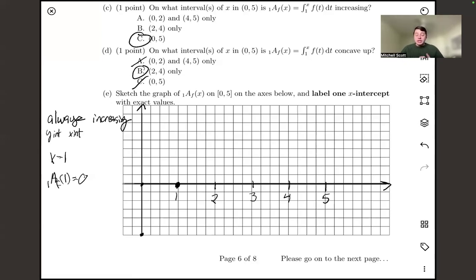So we said it's only concave up from 2 to 4, right? And then it becomes concave down again. Okay. So from 2 to 4, it's concave up. So before, it's concave down. So it's probably going to look something like this. And then concavity shifts, right? And now it's concave up, and concavity shifts again.